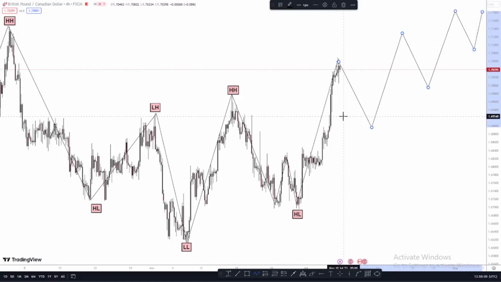Alright, so now looking at the structures we've identified, we know price is in an uptrend. So after I've identified my H4 market structures, what do I do next? I go down to my H1 time frame to look for my entries. What I said was, after I identify my H4 market structures, I go down to my H1 time frame to look for my entries. So now let's go down to our H1 time frame to look for our entries.